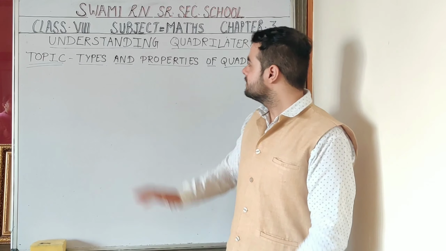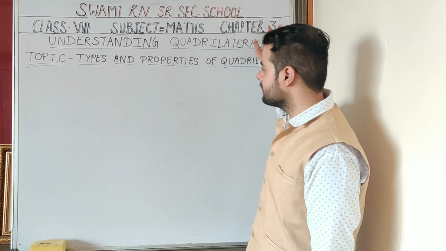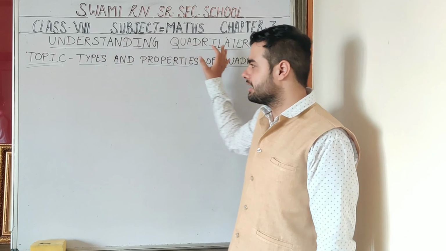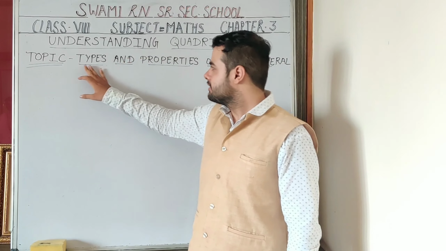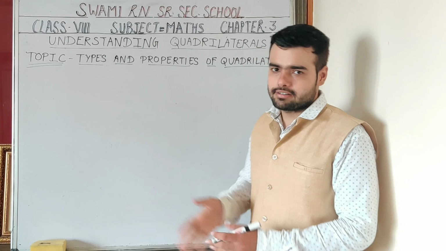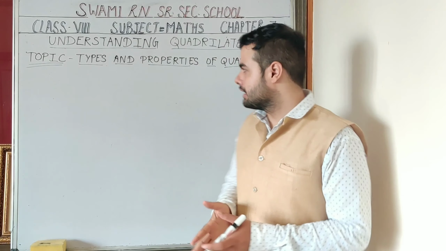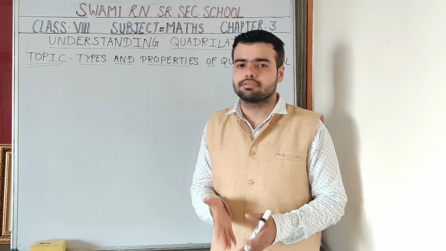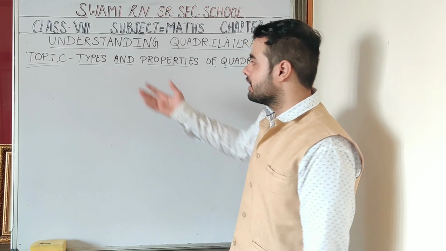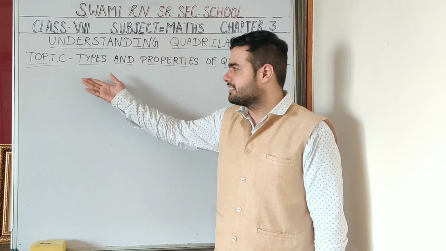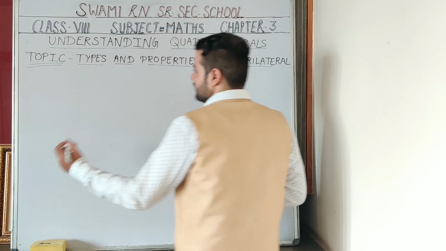Today we will discuss Class 8 Mathematics Chapter 3, Understanding Quadrilaterals, and my topic is Types and Properties of Quadrilaterals. As we know, any four-sided figure is known as a quadrilateral. But how many types of quadrilateral are there? That we will discuss.